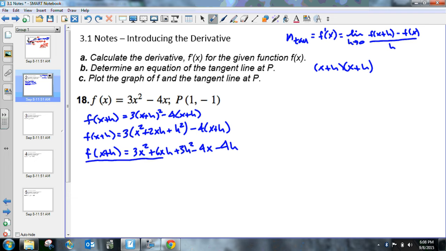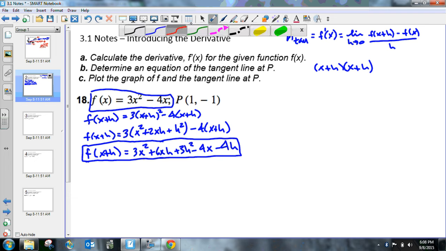This is my f of x plus h. This is my function evaluated at x plus h. This is my function f of x. Now, putting it into this limit notation is a little tricky, so bear with me. I'm going to put this in red here, and I'm going to put this in green. So my function f of x is in green. My function f of x plus h is in red.